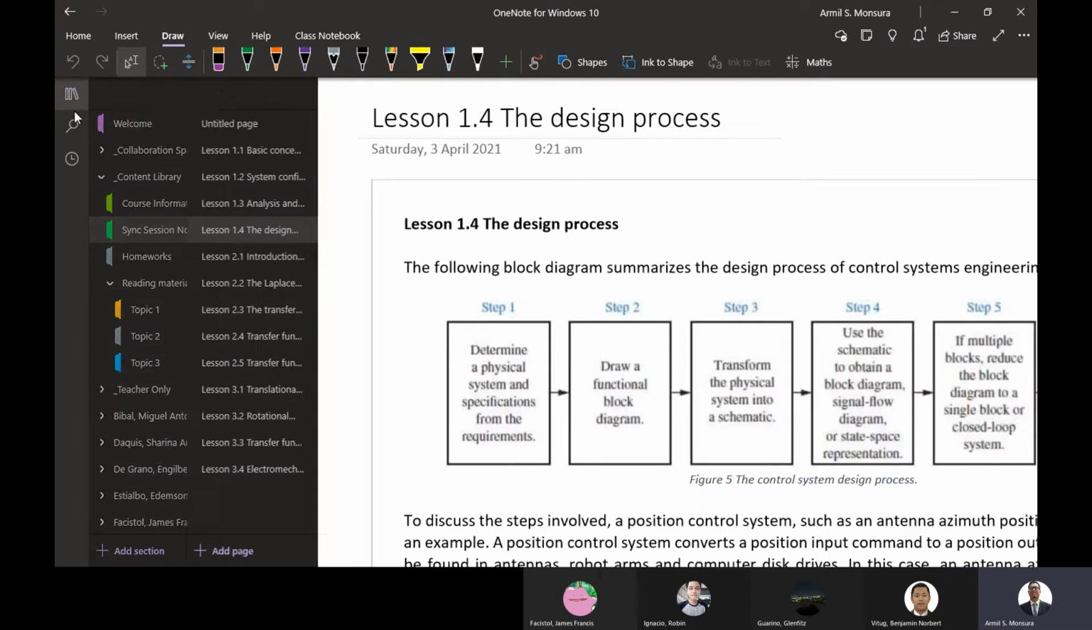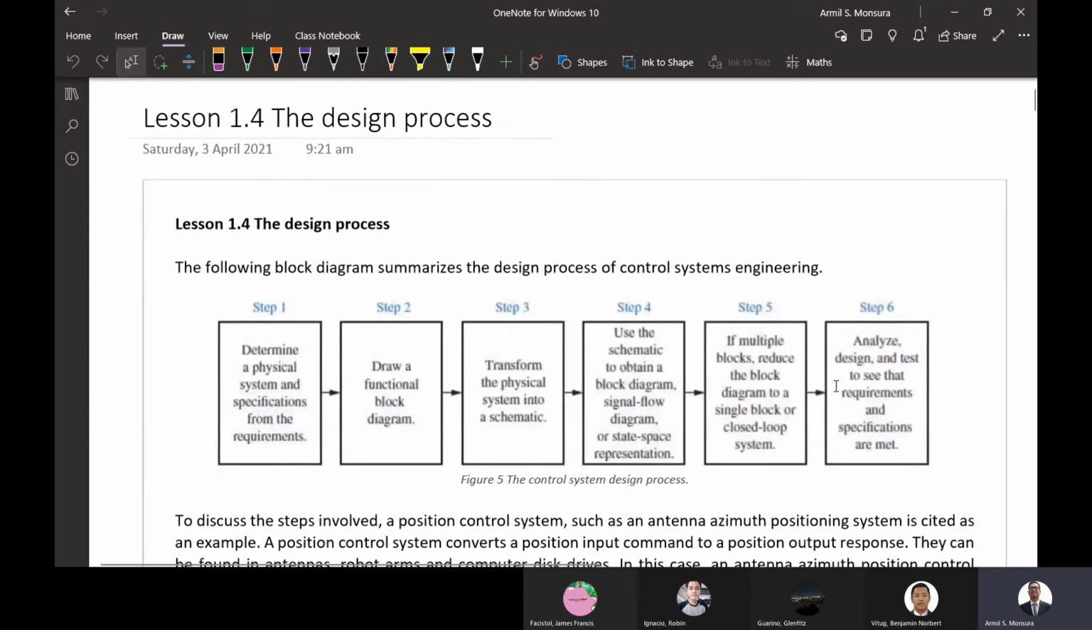Okay, so andyan yung 6 steps in the control design process. Okay, so merong isang part dito, itong step 3, which requires you to transform the physical system into a schematic, and then after that you would have to use that schematic to obtain a block diagram, signal flow, or state space representation of your system.